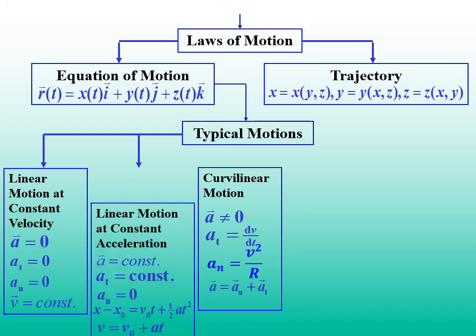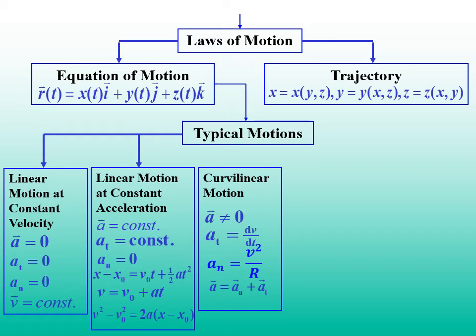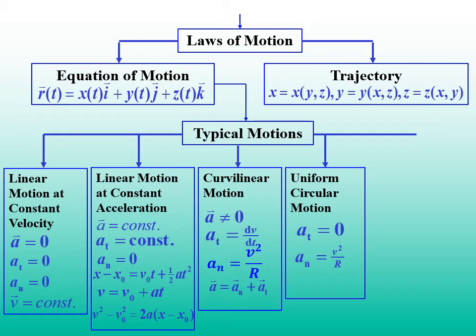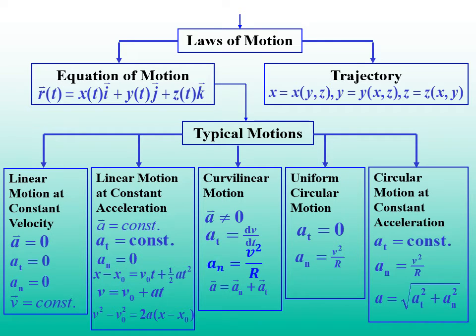Following are some of the typical motions. For linear motion at constant velocity, the acceleration equals to 0. For linear motion at constant acceleration, the tangential acceleration equals to constant, but the normal acceleration equals to 0.